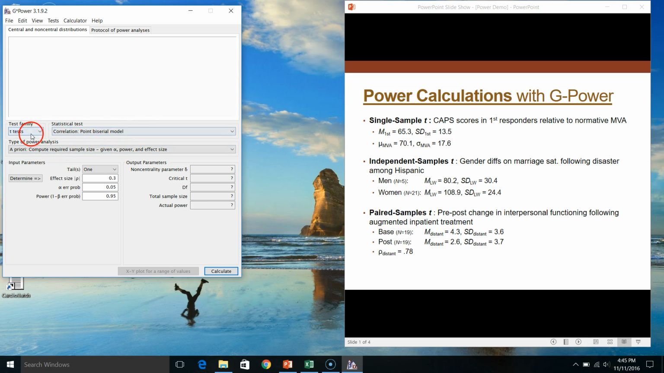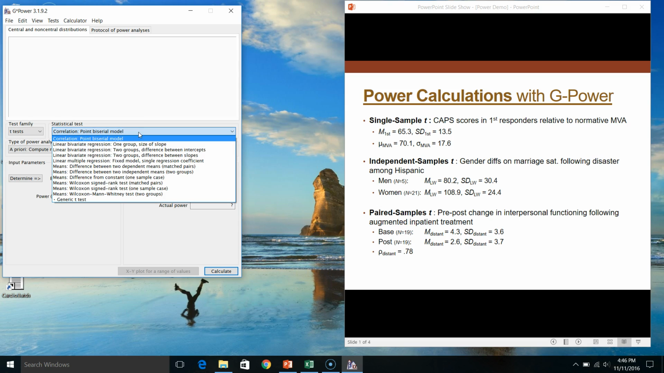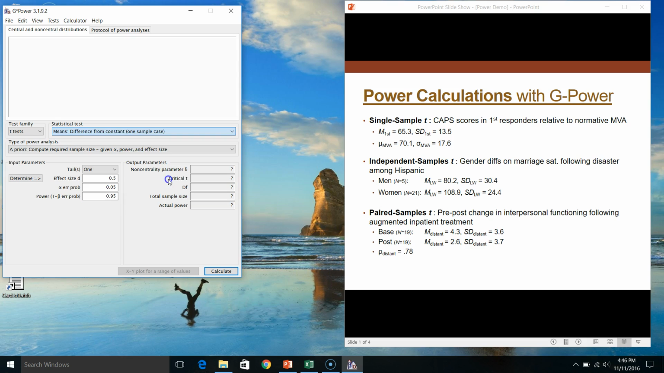Now, once you get the t-test, there's lots of things we use t-tests for. You want to make sure that the analysis you want to power is the one that you've got set up. So for our first analysis, we're going to do this single sample case, right? So if we go down through, we want to look at means. We've got a mean difference from a constant, a single sample case. So right here, we say means: difference from constant, one sample case. This is our single sample t-test. So we're going to click that.